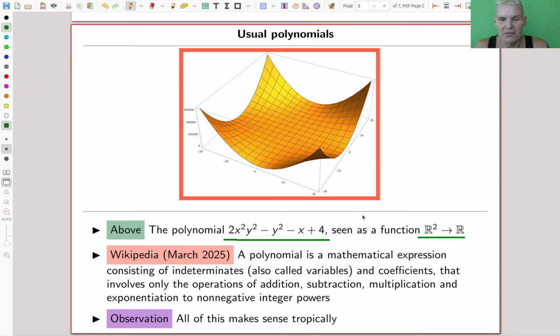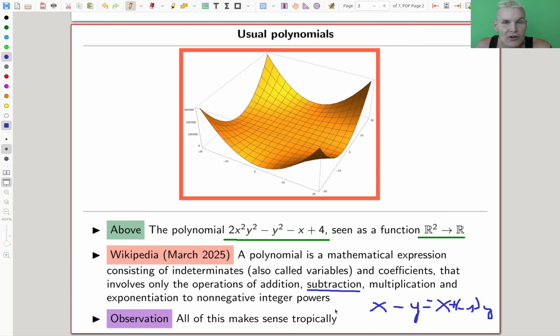Do we know what a tropical addition is? Subtraction is a bit of a problem. We don't really know what that is, but we really don't need that all that much. We can put that in a coefficient, right? So whether you have x minus y, you can just say that's x plus minus 1 times y, right? So you actually really don't need subtraction in that sense. But anyway, everything of this makes sense tropically.